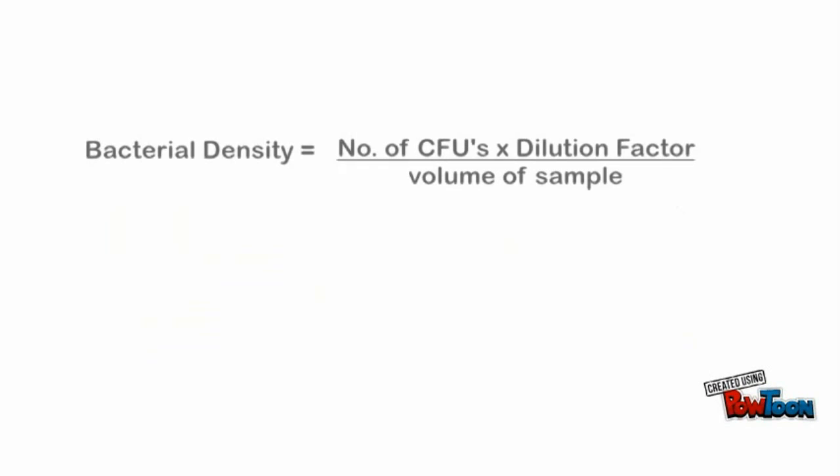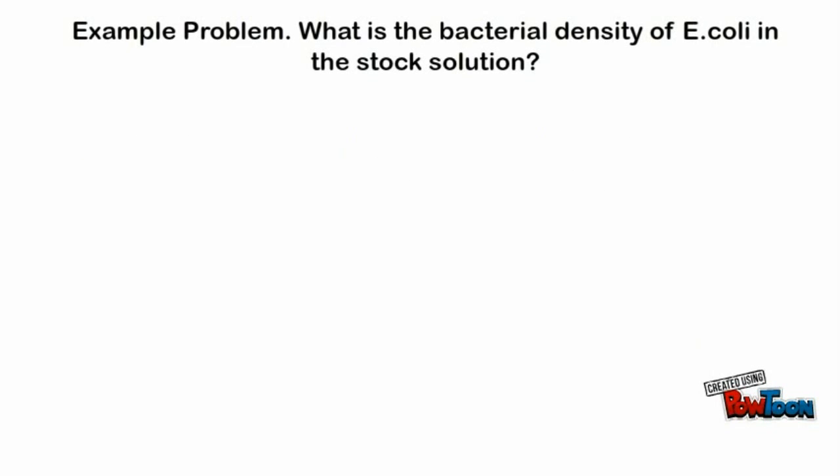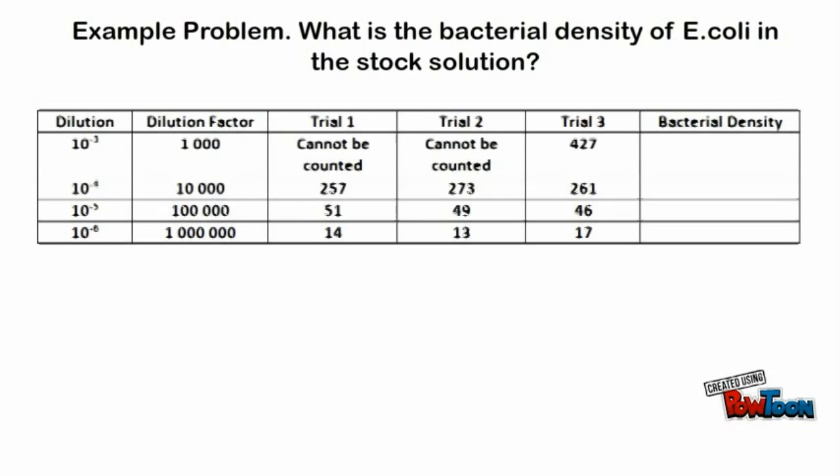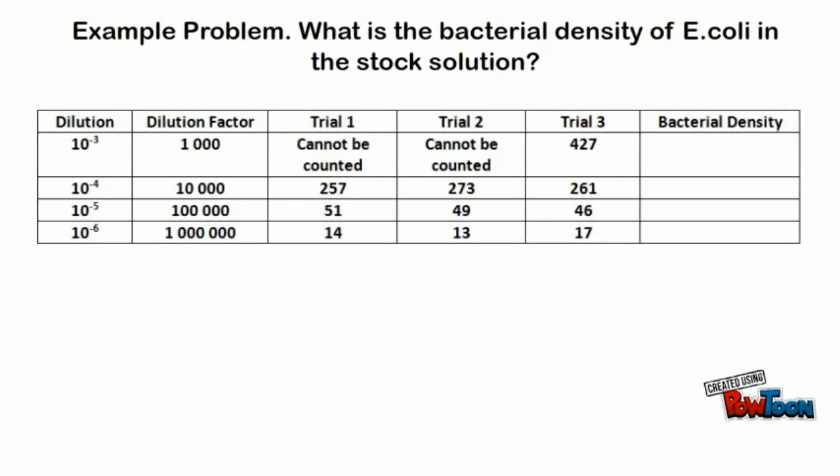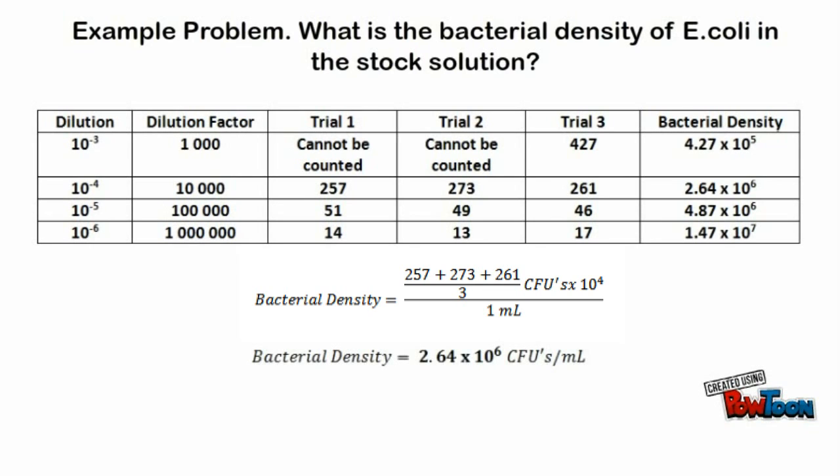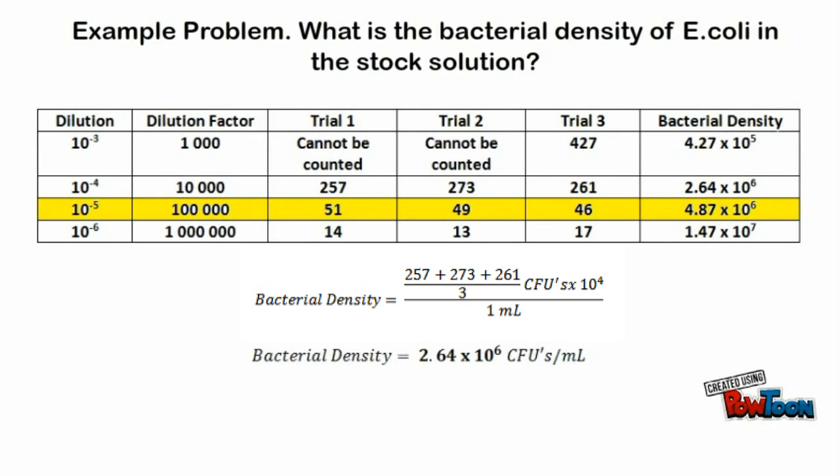After counting the number of CFUs, we can then calculate the bacterial density of the solution given with this formula. Here is an example problem. The dilution is done in 3 trials. To calculate the bacterial density in every step, get the average of the number of CFUs in every step. Substitute the known variables and then obtain the result. To conclude the final answer, the largest bacterial density is the correct one.